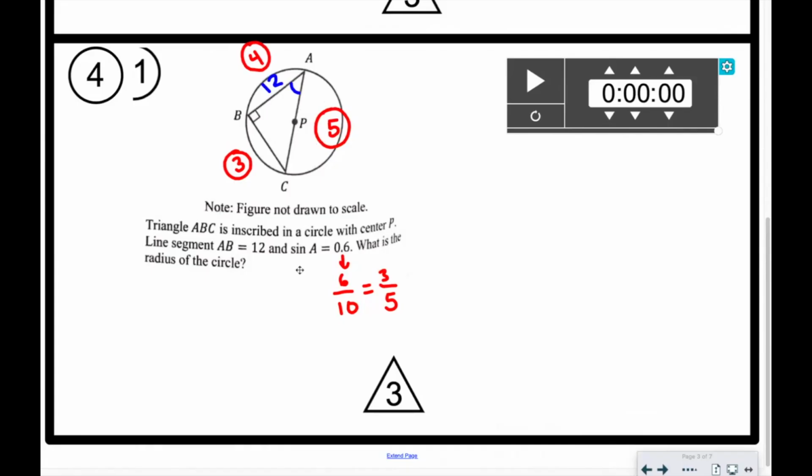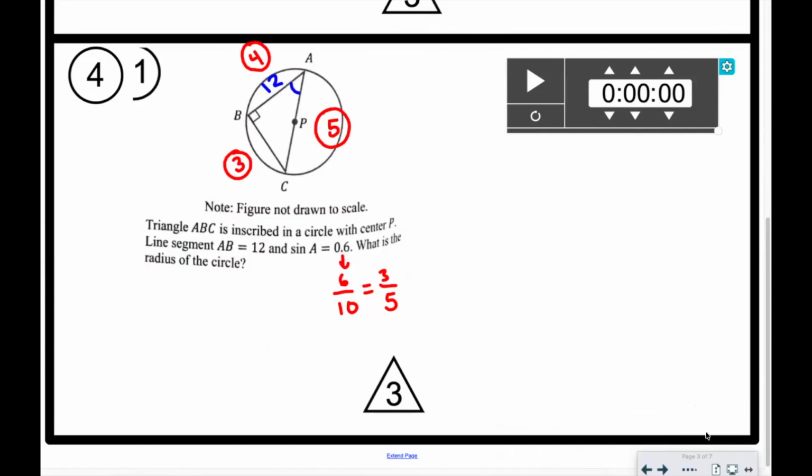A 3, 4, 5 triangle, that is really important that we know that, and we don't have to waste any time with Pythagorean theorem, whether it's 3, 4, 5, or 5, 12, 13. Those ones I really would just know. So you don't have to use the Pythagorean theorem in those instances.